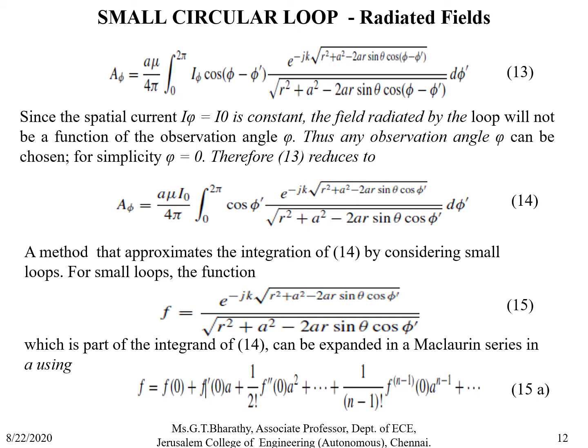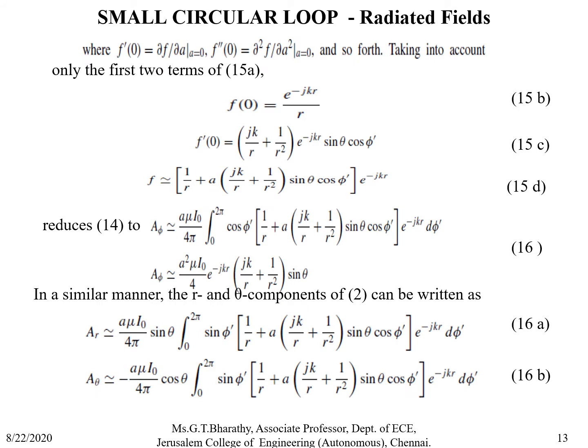up to plus 1 by (n minus 1) factorial f power (n minus 1) of 0 a power (n minus 1) plus etc. So this is the series known as Maclaurin series, where f dash of 0 is ∂f/∂a at a equal to 0 and f double dash of 0 is ∂²f/∂a² at a equal to 0 and so forth.